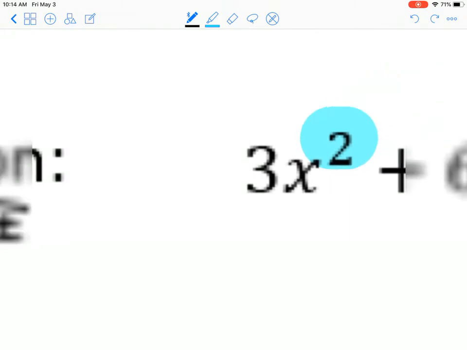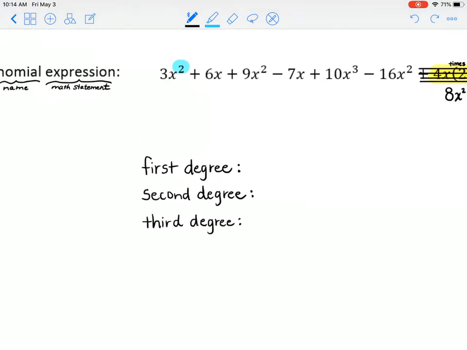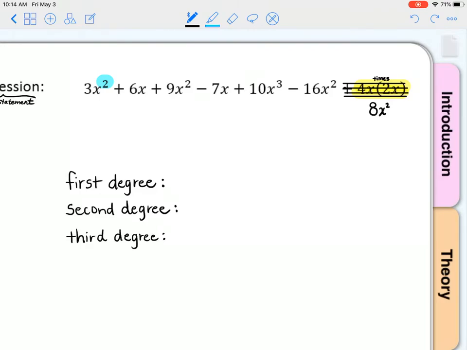Okay, let's back off. And we're going to put that 3x to the second in the correct row. So 3x to the second is going to sit in the second degree row. What about the 6x? That is not a second degree term. There's no little 2 there. It's a first degree term. And if it's the first term in the row, you don't have to put the plus sign. You can if you want to. It doesn't matter.